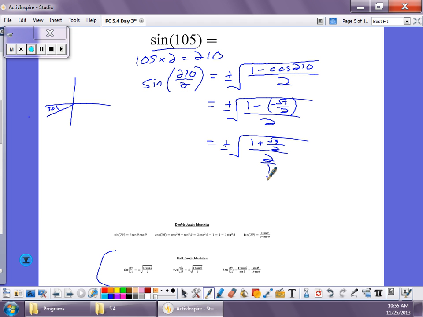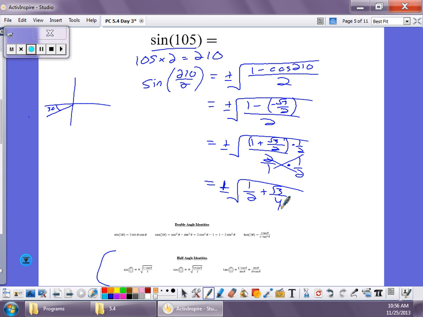And remember, to get rid of this complex fraction, you just multiply by the reciprocal of the denominator. Those are going to cancel out, and you get plus or minus the square root of 1/2 times 1. Remember, you have to multiply this by the entire numerator. So you get 1/2 plus root 3 over 4.